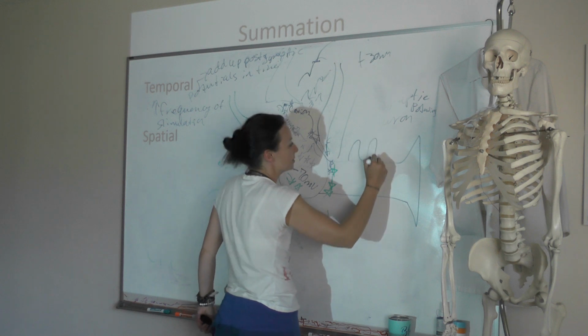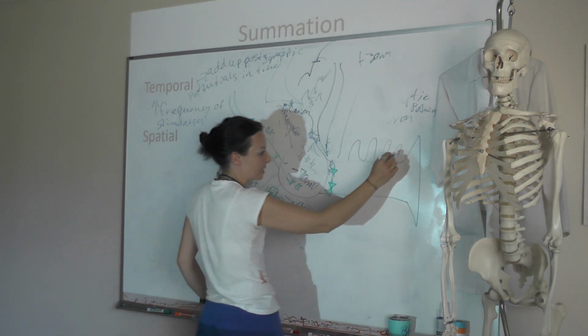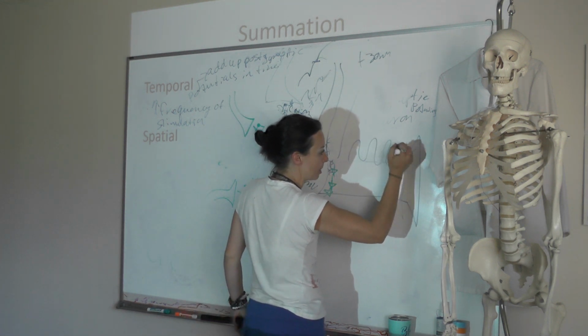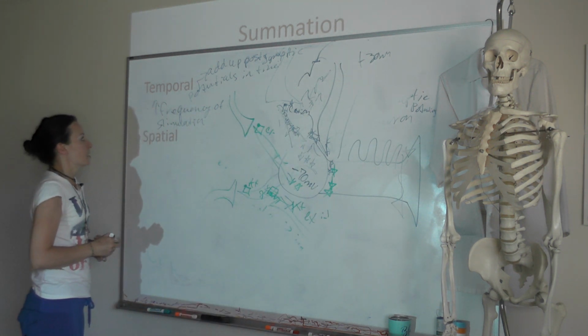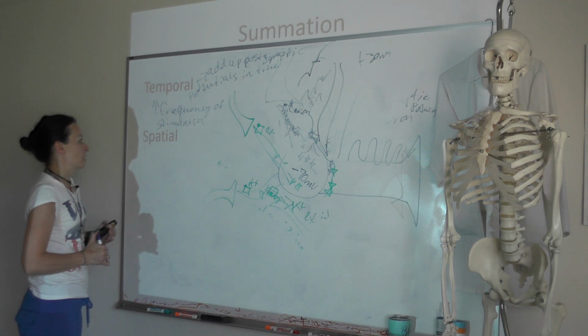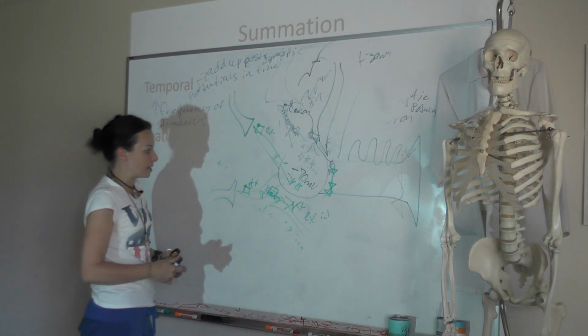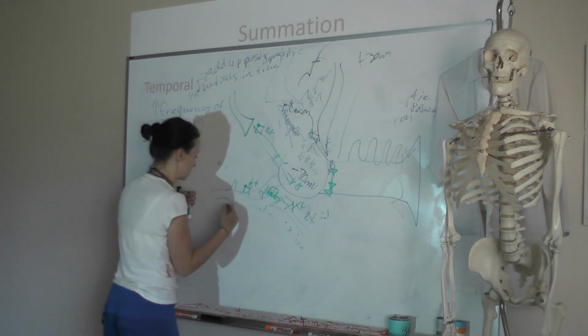And then that's going to conduct down the entire length of the axon without decrement till we get down here and open up our voltage-gated calcium channels to start it all over again. Okay? So that's what's happening in temporal summation. You could also temporally sum some inhibitory postsynaptic potentials, sure.